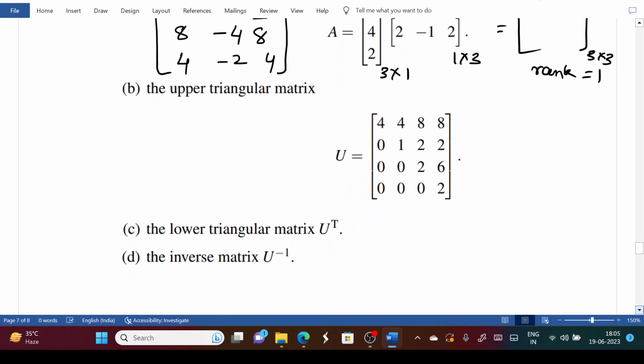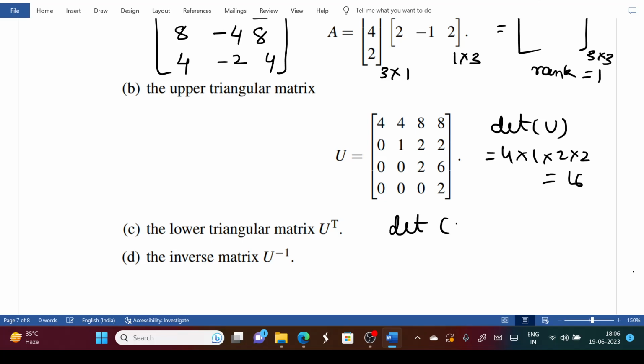Next, it is an upper triangular matrix. Always the determinant is nothing but the product of the diagonal elements. So 4 into 1 into 2 into 2, that is 16. Determinant of U is 16. Now what about the lower triangular matrix U transpose? We know A and A transpose have the same determinant. So in this case also, determinant of U transpose is 16. What is the inverse? 1 upon determinant, so determinant of U inverse is 1 upon 16.